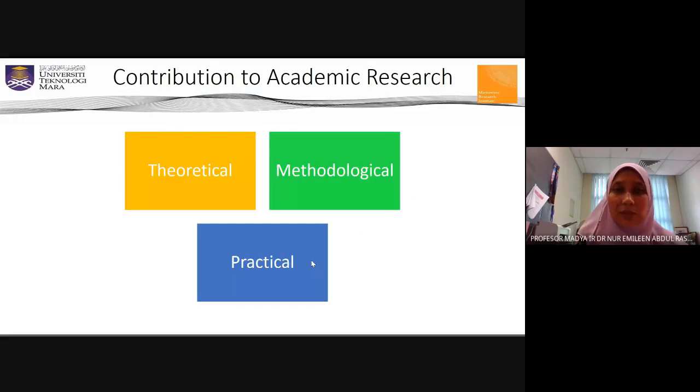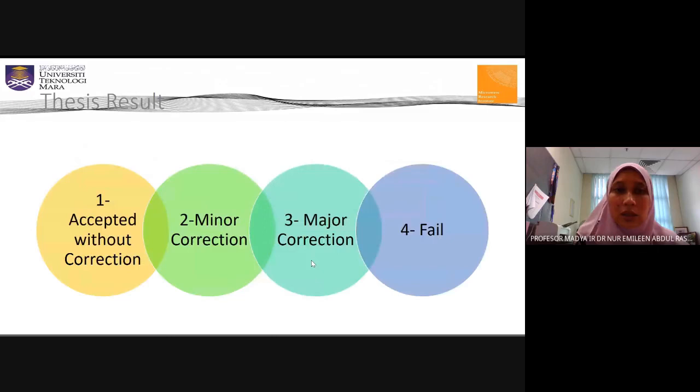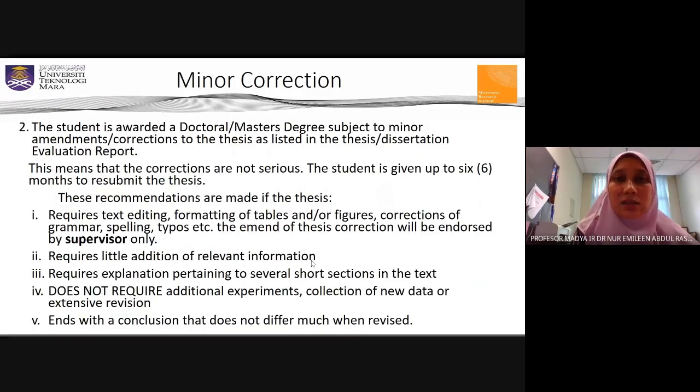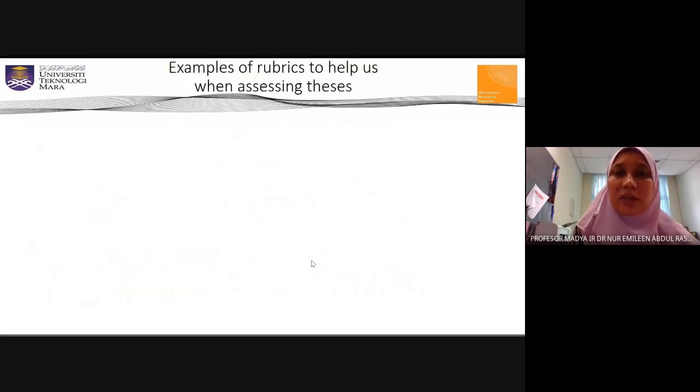Saya rasa ini macam tadi saya cakap. Ini adalah thesis result yang tadi saya cakap, accepted without correction, minor, major, semua ni nanti ini biasanya pengerusi yang akan try to deal dengan examiners. Okay. Ini semua pasal correction, major correction punya criteria. So rubrik, kita ada rubrik, nanti I think IPSIS akan kasih rubrik kepada KPPS, memang ada rubrik ni. So siapa yang jadi examiner dia akan ada rubrik ni. Rubrik tu a bit detail.